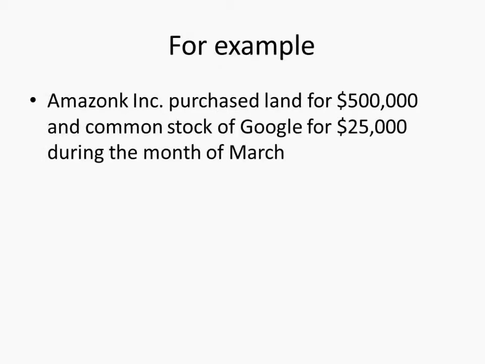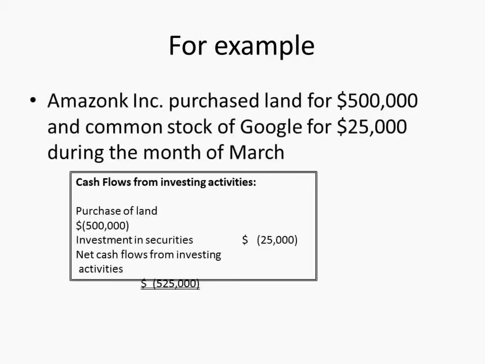Okay. So for example, Amazon Inc. purchased land for $500,000 and common stock of Google for $25,000 during the month of March. Where would that land generally end up? You purchase land for $500,000 on your balance sheet, right? So PP&E is a non-current asset on your balance sheet. If you purchase stock of Google for $25,000 during the month, where would that go? Investments, non-current assets. So here you have this stuff on your balance sheet.